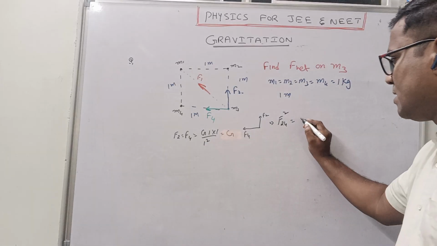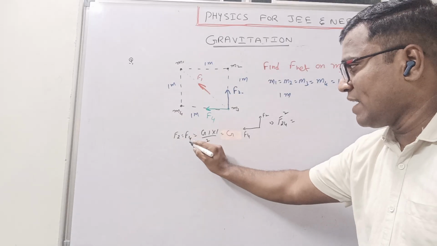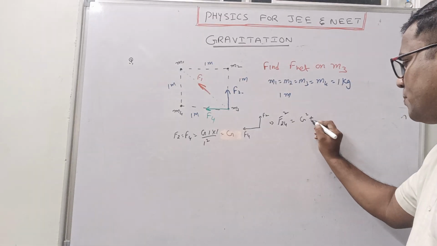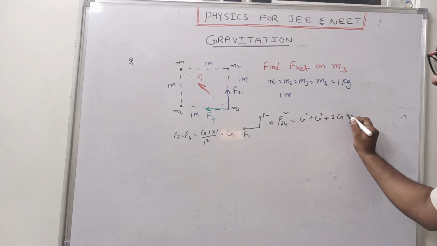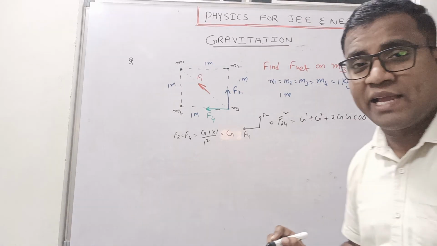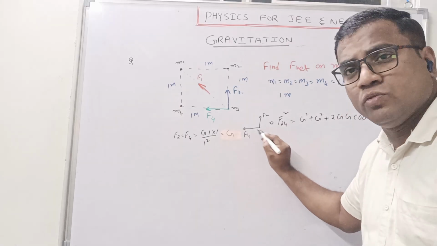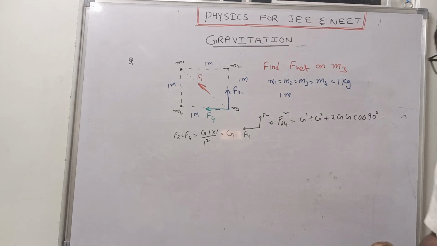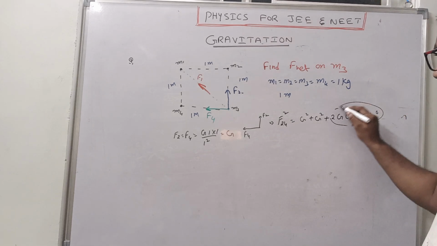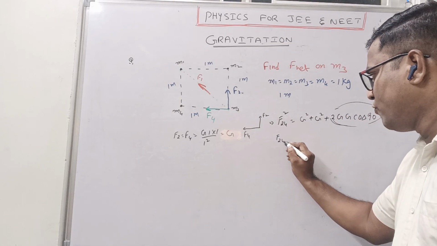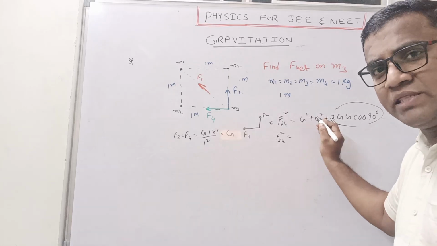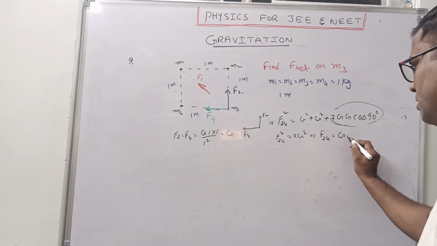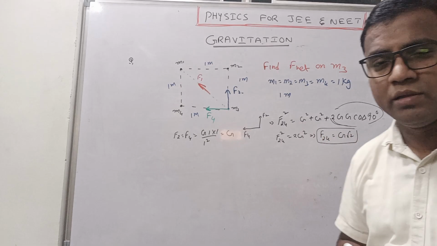Clear? See here, this F2 and F4 is nothing but G only. So as we did in the last numerical, I will write here G square plus G square plus 2G cos. How much angle do I have to write? What is the angle between the two? Angle between these two is 90 degrees, right? So I will write cos 90, and we know cos 90 is 0. So F24 square is G square plus G square, 2G square. So F24 is equal to G root 2.